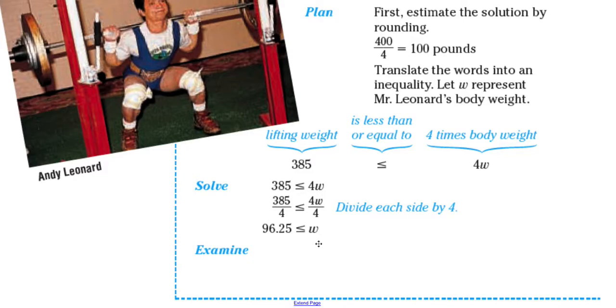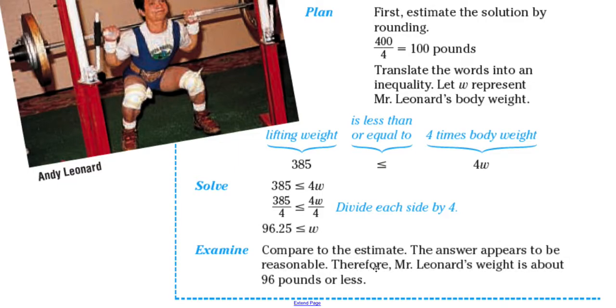Compared to the estimate, which is around 100, the answer appears to be reasonable. Therefore, Mr. Leonard's body weight is around 96 pounds or less because of that inequality, less than or equal to. And that's how we use inequalities to solve this word problem.